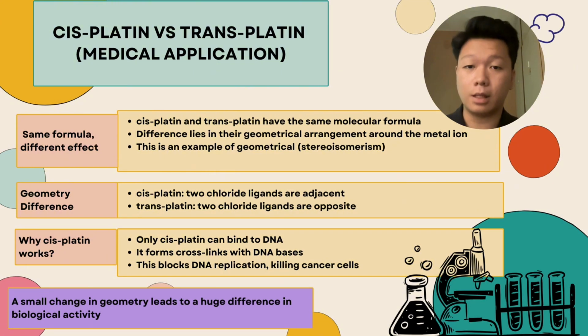Only cisplatin can bind effectively to DNA. Its geometry allows it to form cross-links between DNA bases, which prevents DNA replication and stops cancer cells from dividing. On the other hand, transplatin cannot bind DNA in the same way, making it biologically inactive. This clearly shows that even when the formula is the same, geometry determines function.